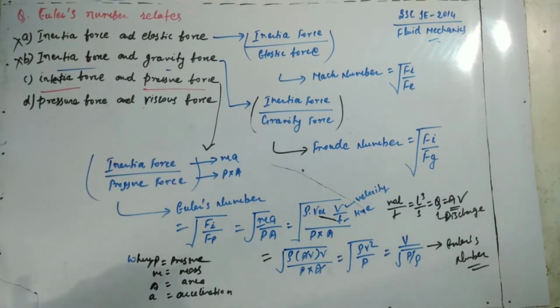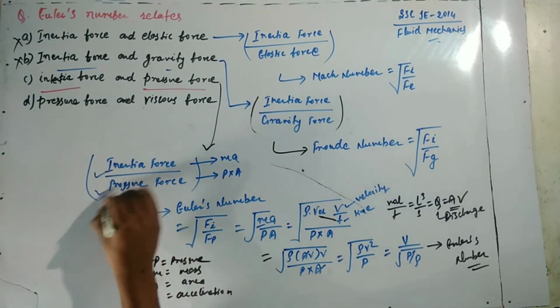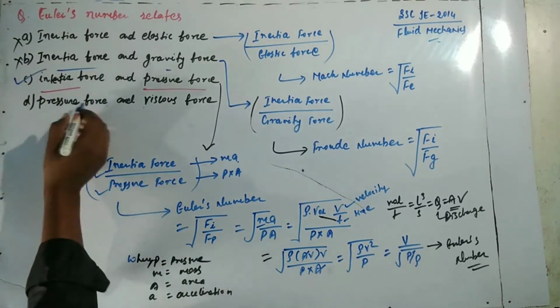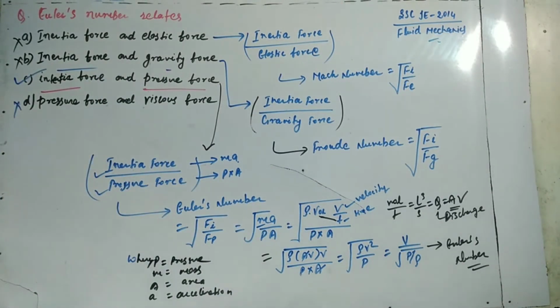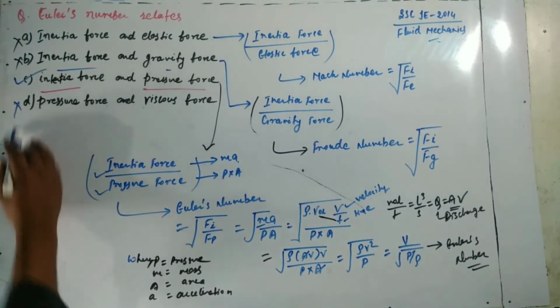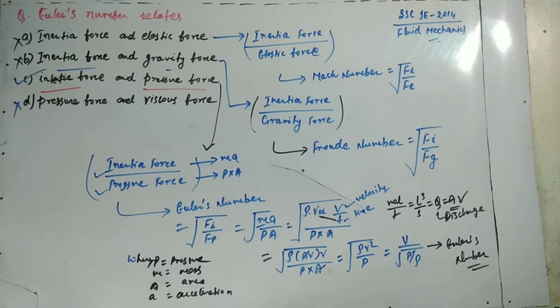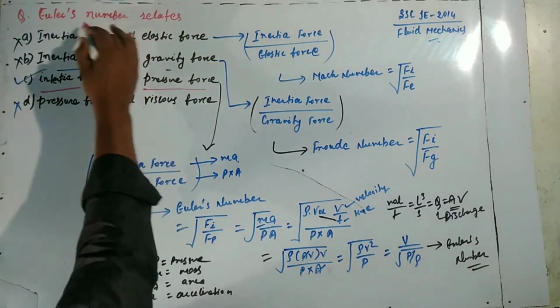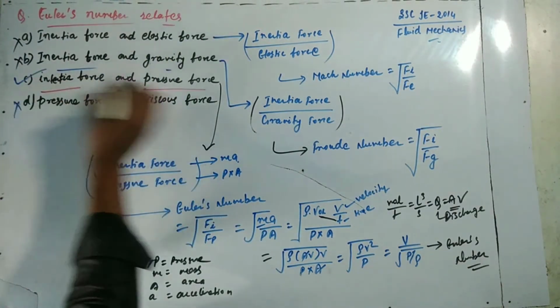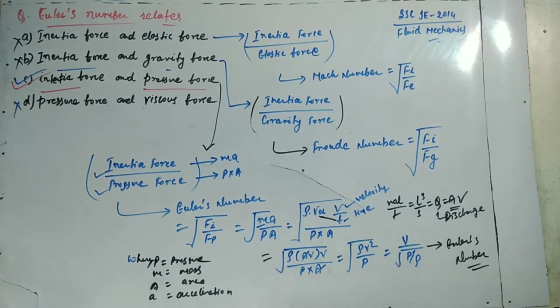So option A and B are not equal to Euler's number; they are wrong, and option C is equal to Euler's number. So option C is correct, and option D is also wrong because pressure force and viscous force is not equal to Euler's number. So here the correct option is option C, inertia force and pressure force. Euler's number relates, answer option C, inertia force and pressure force.